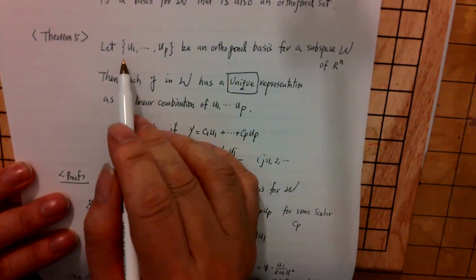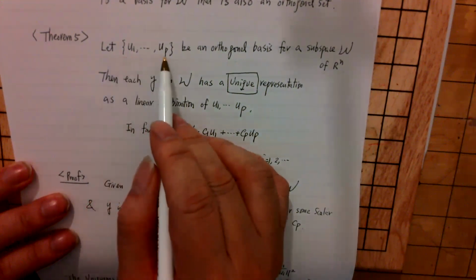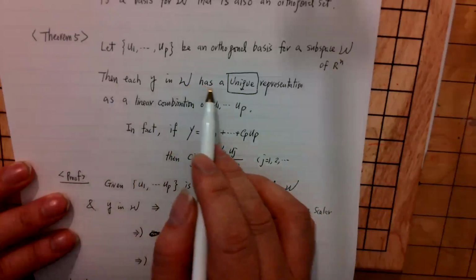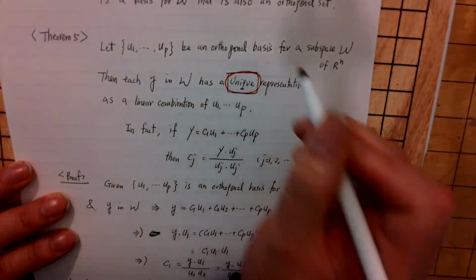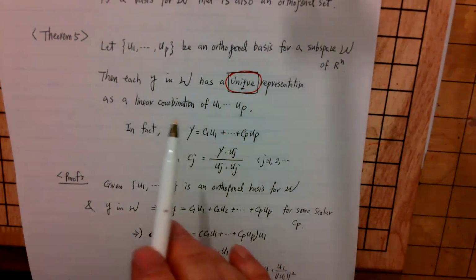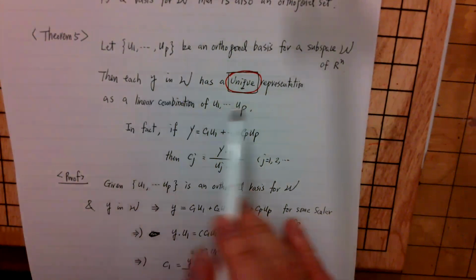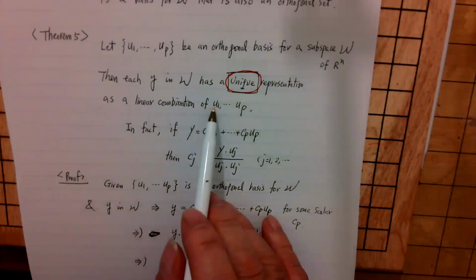Now let's look at the proof. Let u1 up to up be an orthogonal basis of a subspace W of Rn. Then each y in W has a unique what? Unique representation. This is a very important reason why we define the concept of orthogonal basis. If this is an orthogonal basis, then for each y in the subspace W, there is a unique representation as a linear combination of u1 up to up.